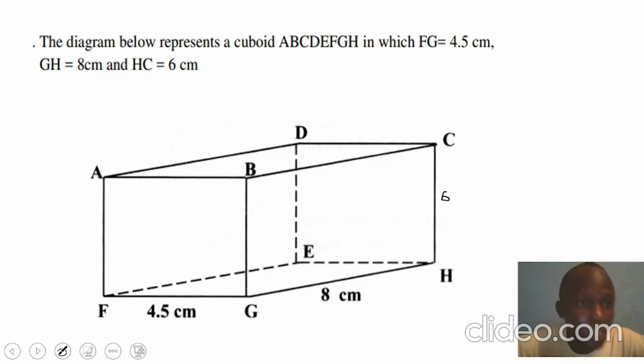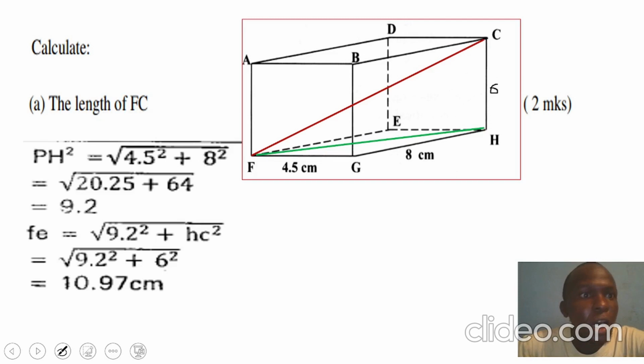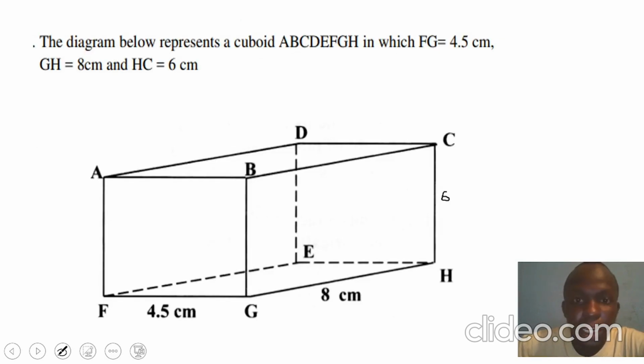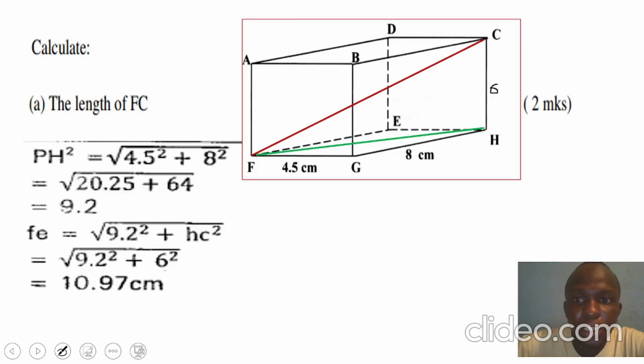Let us read the question. The diagram below represents a cuboid ABCDEFGH, in which FG is equal to 4.5 centimeters, GH is equal to 8 centimeters, and CH is equal to 6 centimeters. So let us go to the question and see the requirements. Calculate the length of FC.